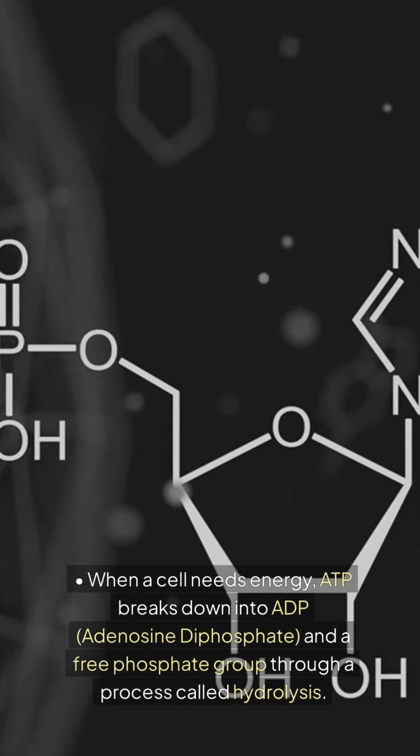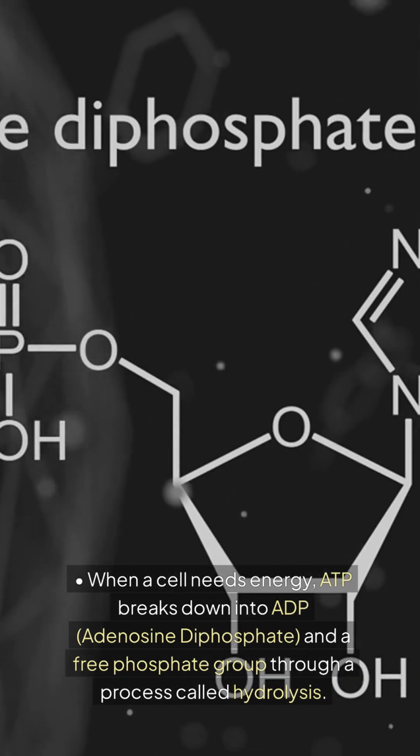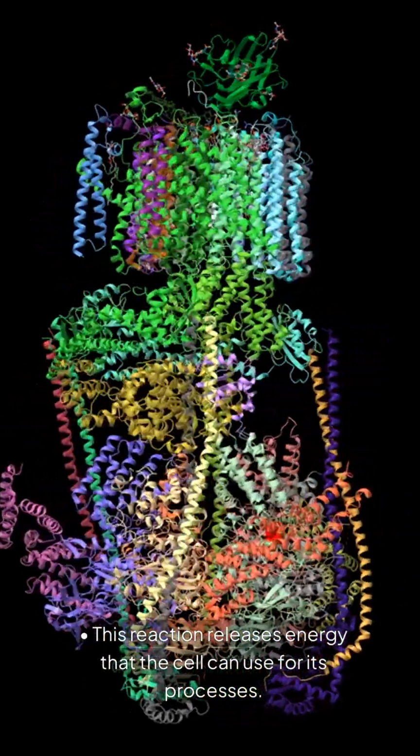2. Energy release. When a cell needs energy, ATP breaks down into ADP, adenosine diphosphate, and a free phosphate group through a process called hydrolysis. This reaction releases energy that the cell can use for its processes.